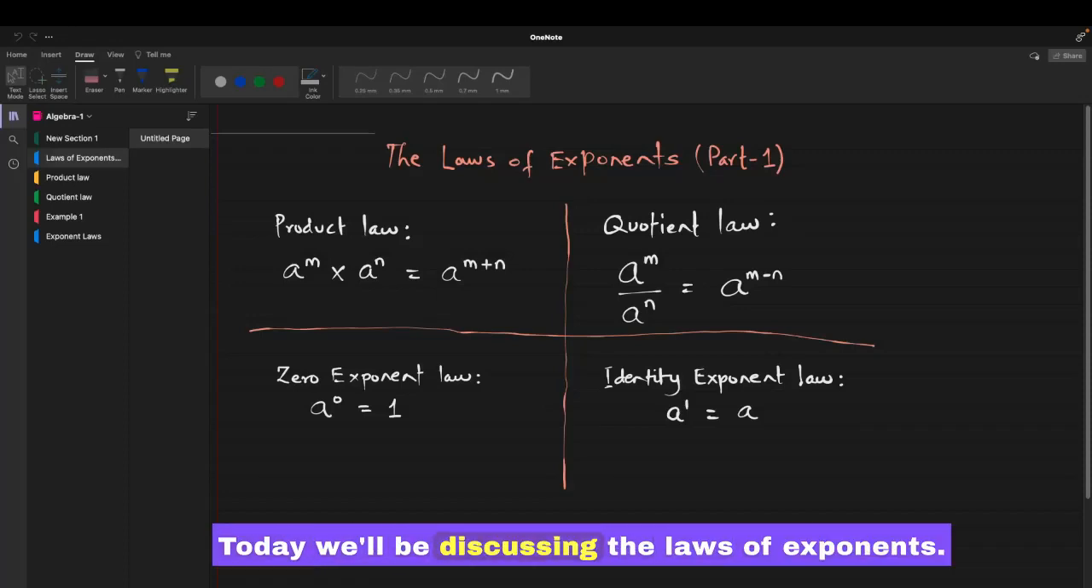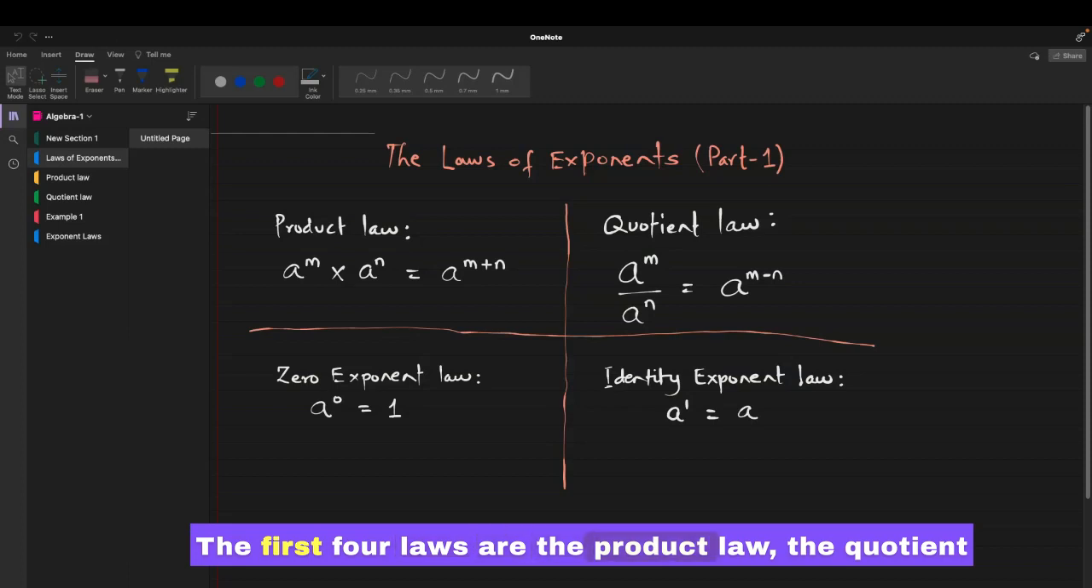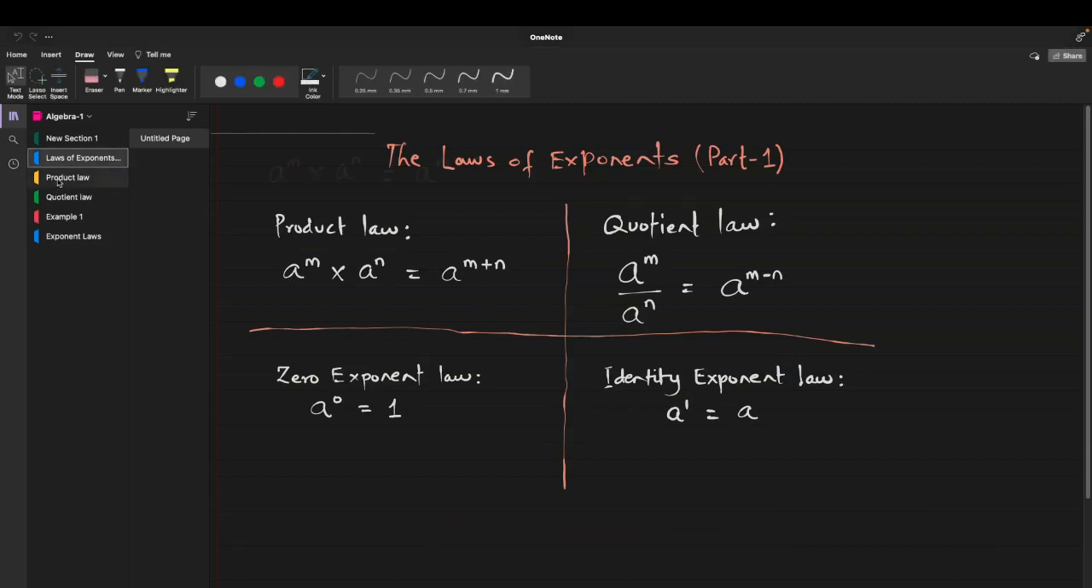Today we'll be discussing the laws of exponents. This will be part one of a two-part video series. The first four laws are the product law, the quotient law, the zero exponent law, and the identity exponent law. Let's go straight to the product law.